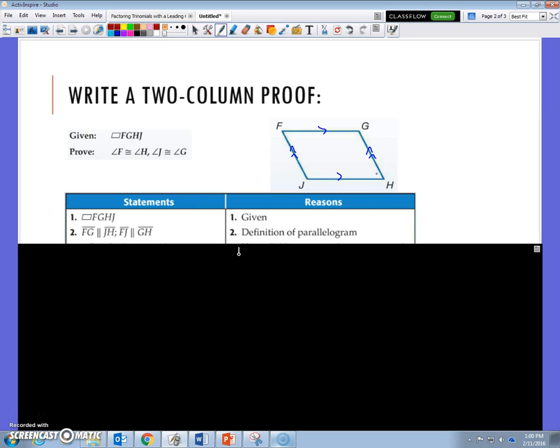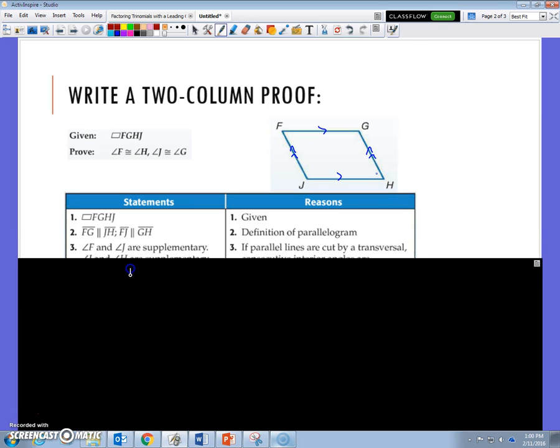That's all you get. You just get the parallel sides. You don't get to say, well, angle J and G are congruent. Nope, that's one of the theorems. The only thing you get with the definition of a parallelogram is that you have two pairs of opposite sides that are parallel. All right.